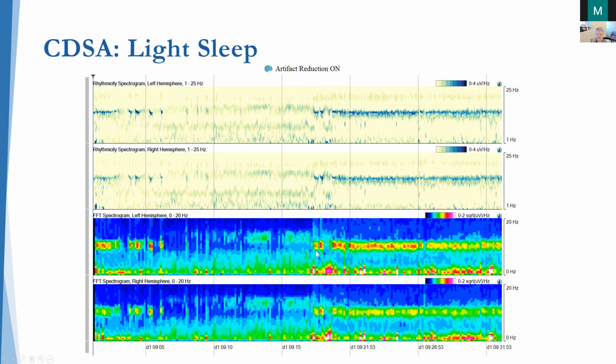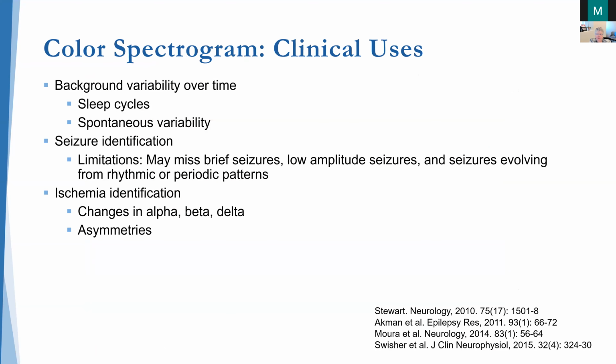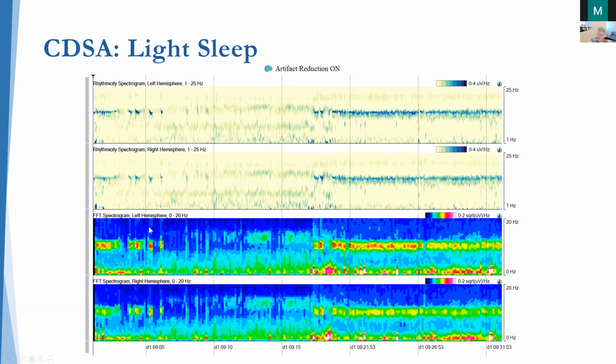So these color density spectral arrays can be very useful, again, for looking at the different frequencies present in the EEG. And in ischemia, we can look for changes in the amount of power in the alpha, beta, and delta ranges corresponding to the degree of ischemia. And we can also look for asymmetries. So the color density spectral arrays are generally represented as hemispheric trends, left hemisphere here at the top and right hemisphere at the bottom.